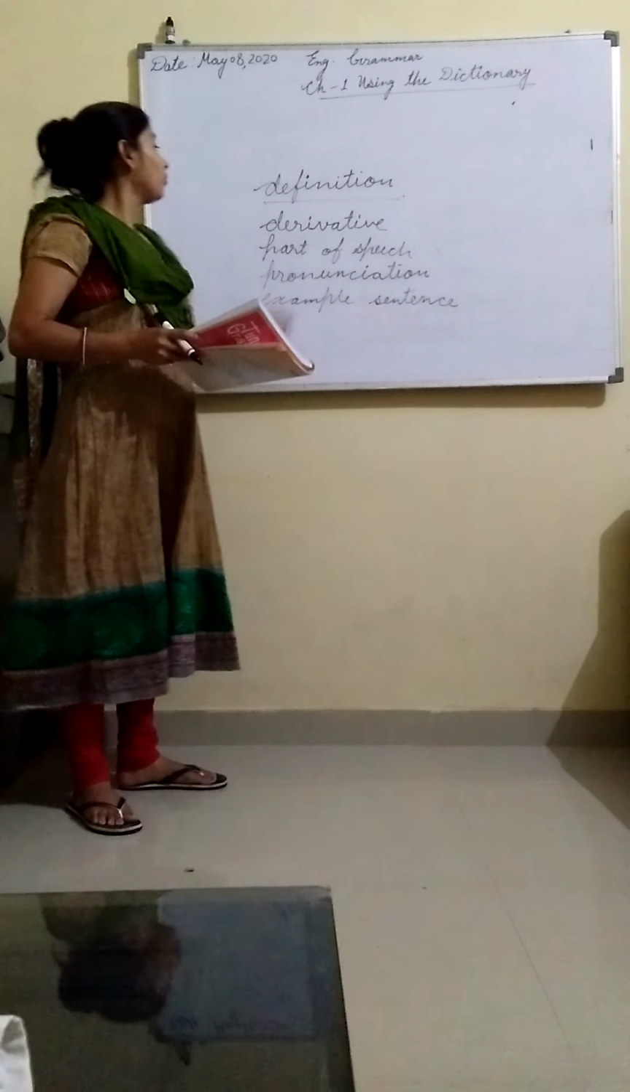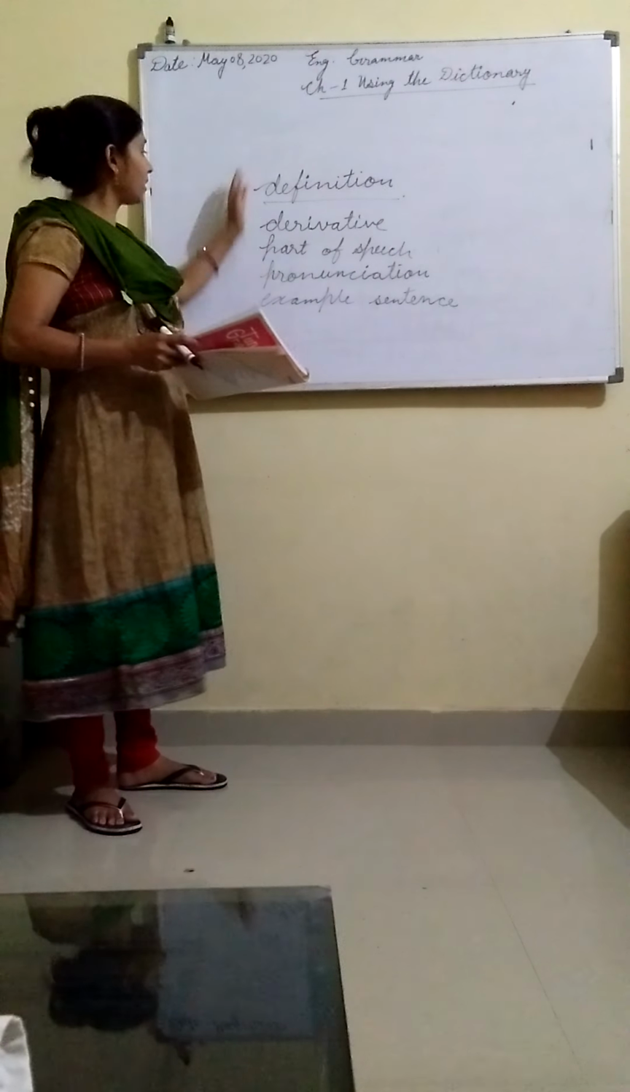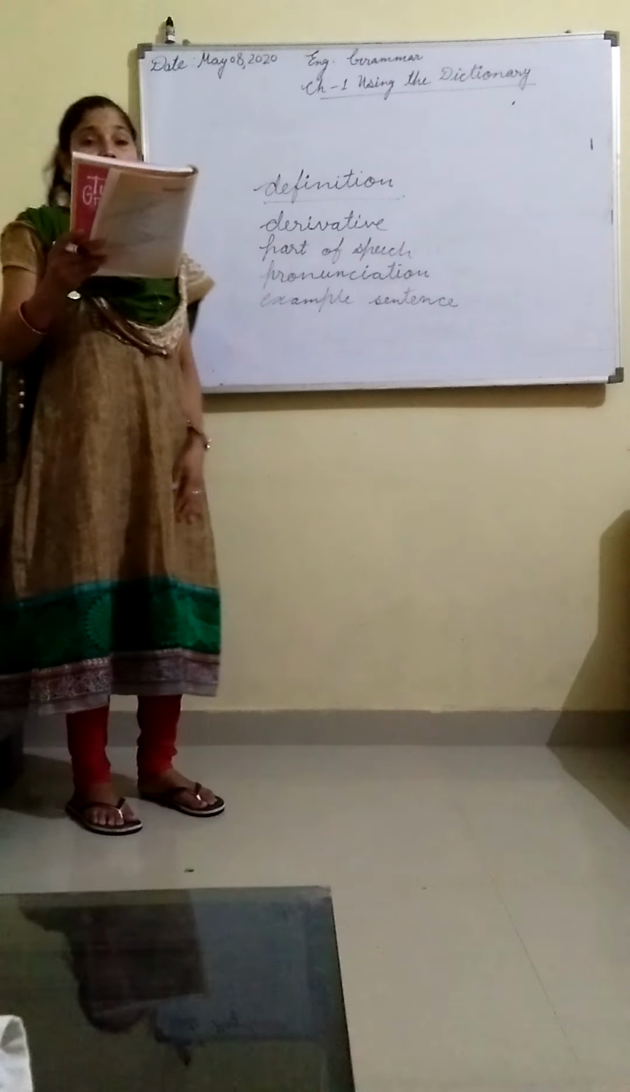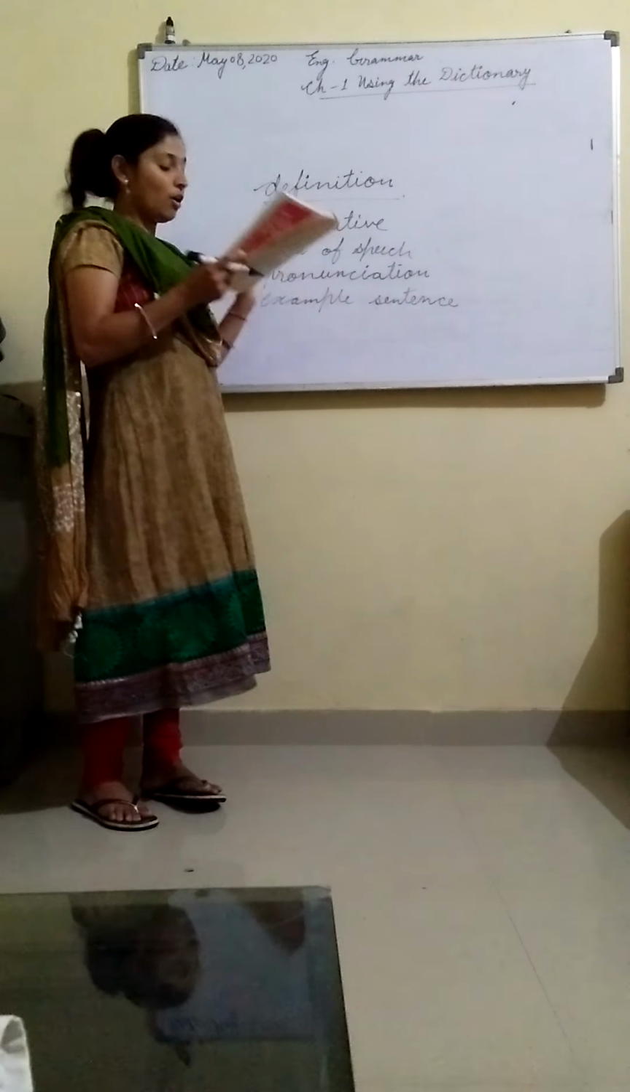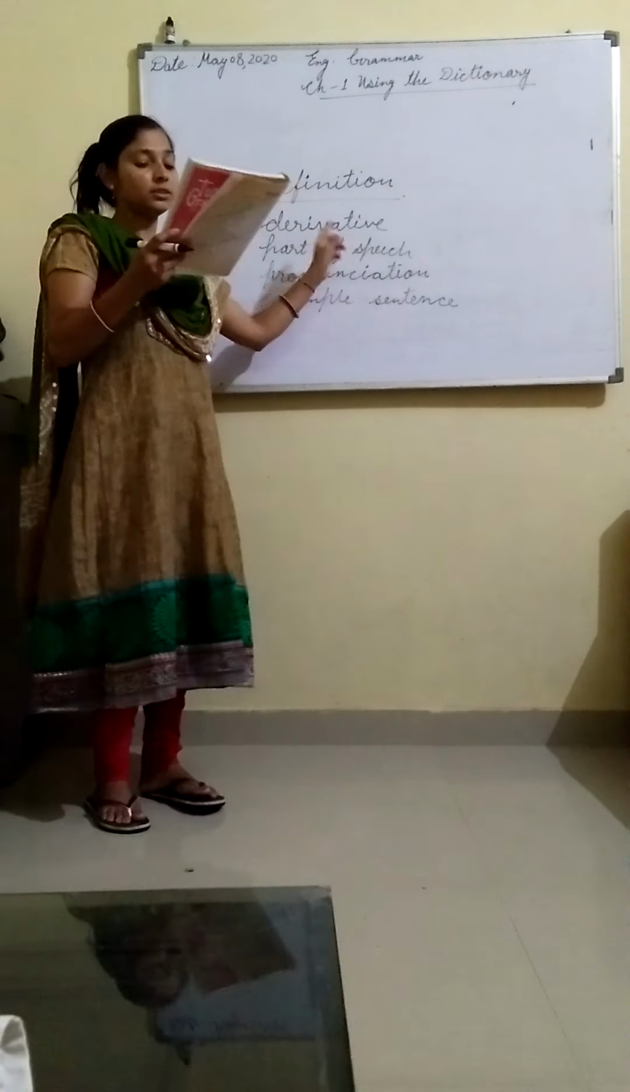So students, for each word you are getting some points. First is definition. So what is definition? The meaning of the word. Second is derivative: words that are derived from the word. Third is part of speech: the grammatical group to which the word belongs. Fourth is pronunciation: pronunciation of the word by separating the syllables. Next is example sentence, which means the use of the word in a sentence.